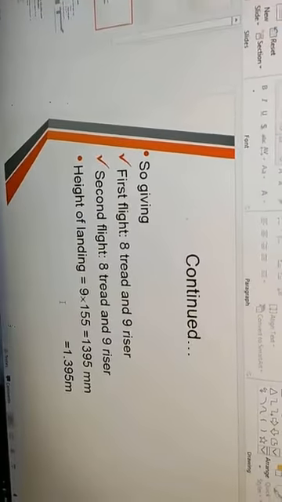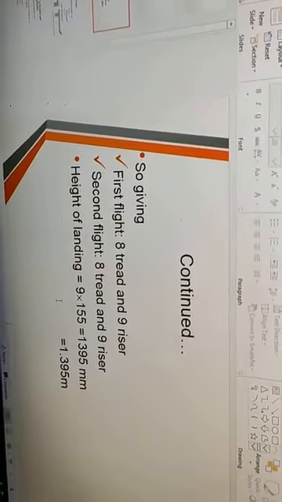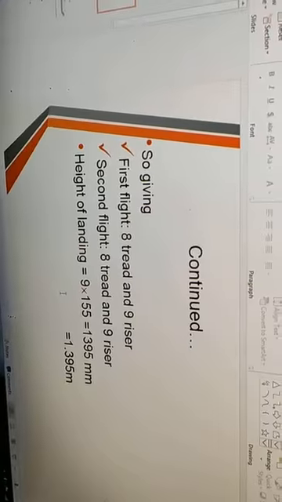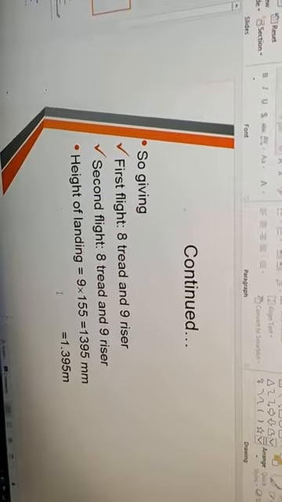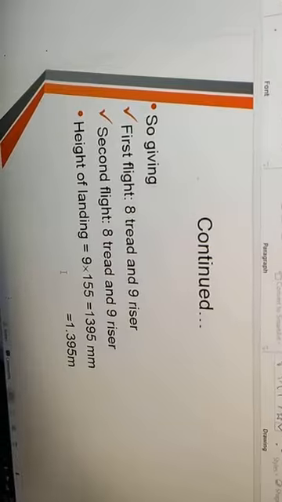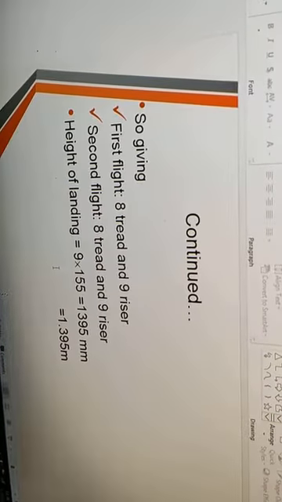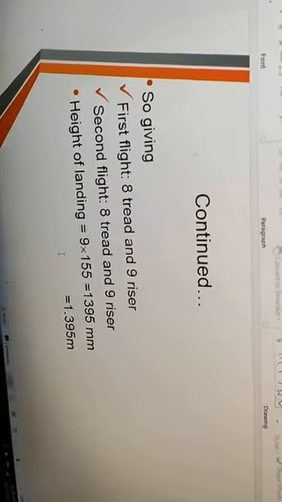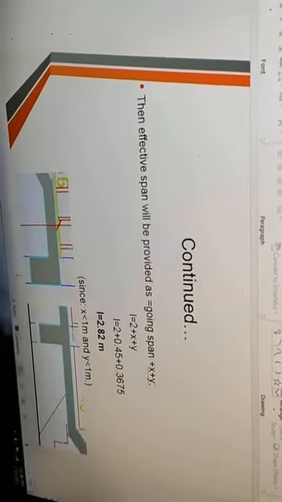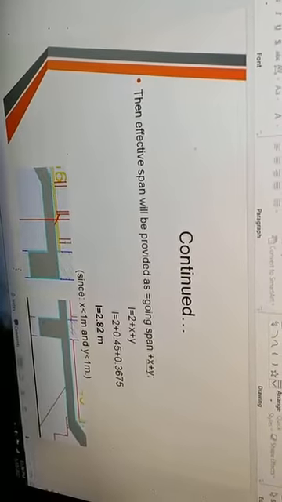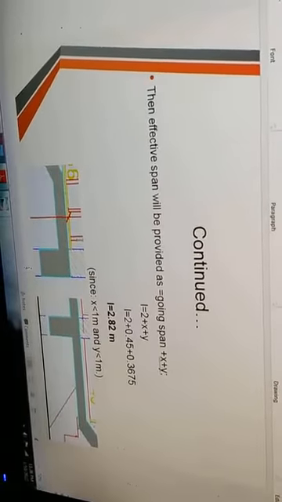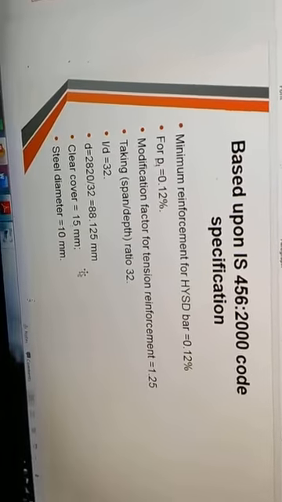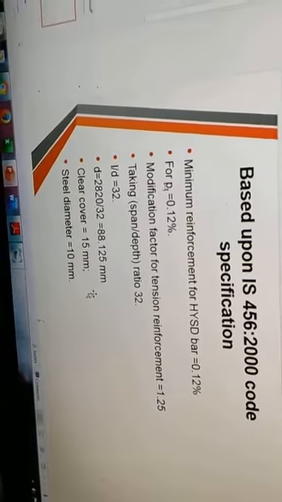The number of treads should be risers minus 1. So in our case, for the first flight the number of treads is 8 and risers 9. For the second flight also the number of treads is 8 and the number of risers is 9. From there we can calculate the height of the landing, as given below, and in this way we can calculate our effective span. I will send this PPT later after the class. You can thoroughly go through it and find out the procedure.